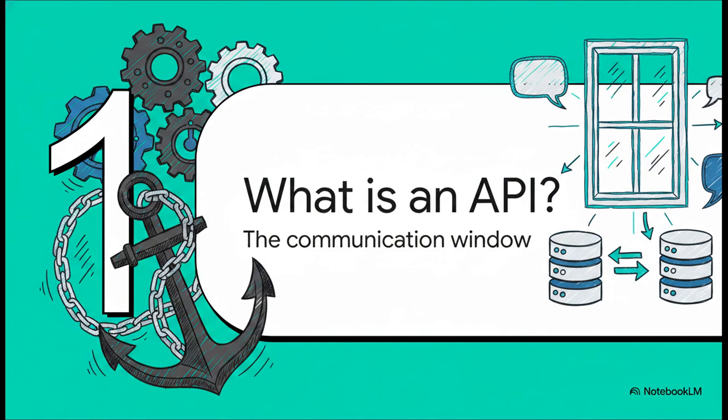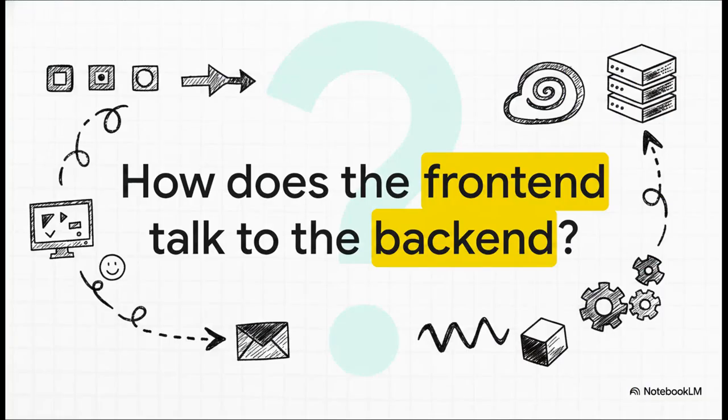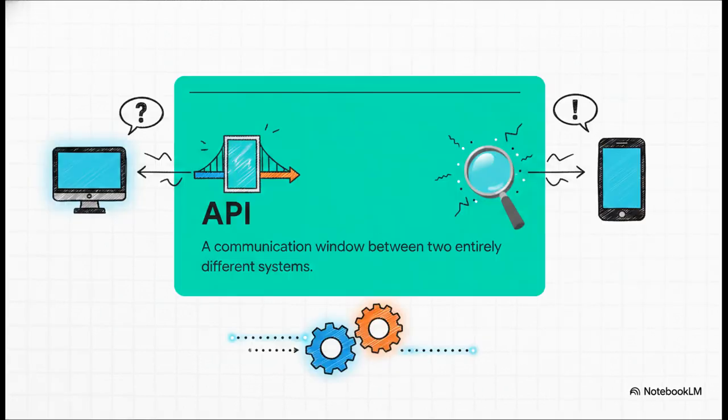All right, part one. What exactly is an API? Before we even define the acronym, we've got to ask the ultimate foundational question. How on earth does the front end, the pretty buttons and menus you click on, actually talk to the back end, those heavy-duty servers doing all the hard work? They have to have a specific mechanism to connect. That mechanism is the API. It stands for Application Programming Interface.